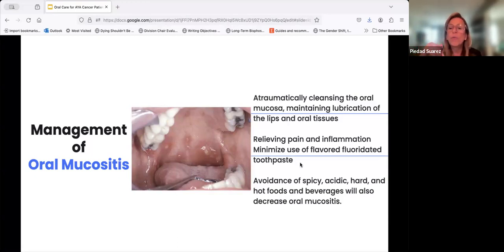Minimize the use of very flavored toothpaste, like for instance, cinnamon is very strong. So the milder the toothpaste, the better. Avoid spicy or acidic food. Hard chips are very bad because they can break your mucosa, or toast also. If you like to have a hot beverage, try not to drink it very hot, so let it cool a little bit so that you don't cause any problems.